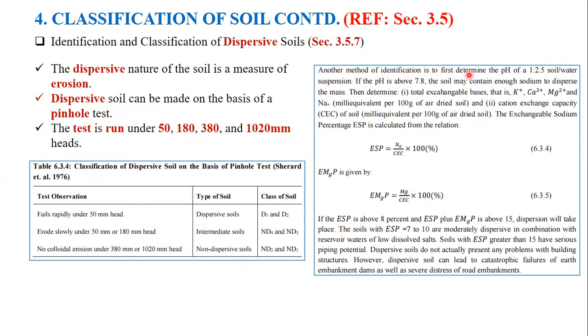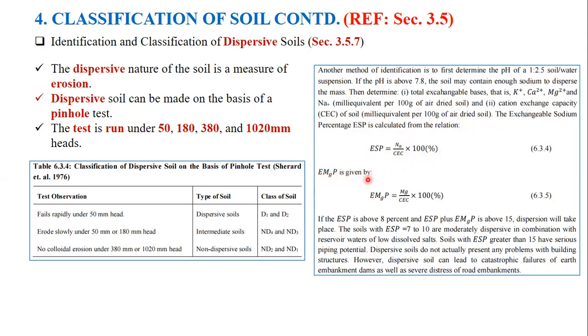And this is another method of identification. First determine the pH of a 1:5, 1:2.5 soil water suspension. If the pH is above 7.8, the soil may contain enough sodium for dispersion. Then determine the total exchangeable bases: potassium ion, calcium ion, magnesium ion, and sodium ion, milliequivalent per 100 g of air-dried soil. Number two, cation exchange capacity of soil, CEC, milliequivalent per 100 gram of dried soil. The exchangeable sodium percentage, ESP, is calculated from the following equation: Na divided by CEC times 100%.